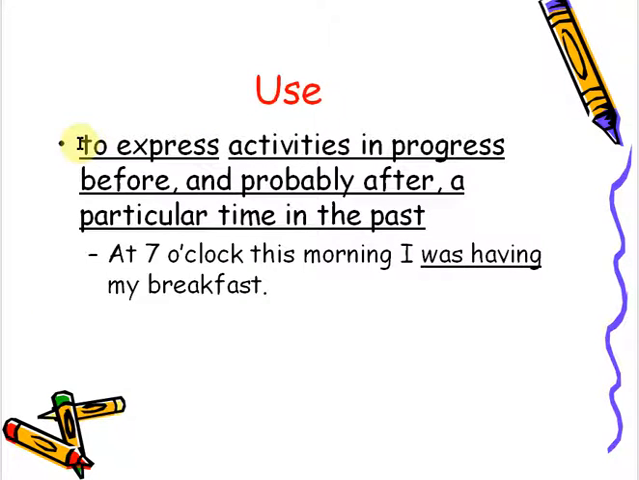Use. The past continuous is used to express activities in progress before and probably after a particular time in the past. For example, at 7 o'clock this morning, I was having my breakfast. We know exactly at what time something happened, so we use the past continuous. I was having my breakfast.